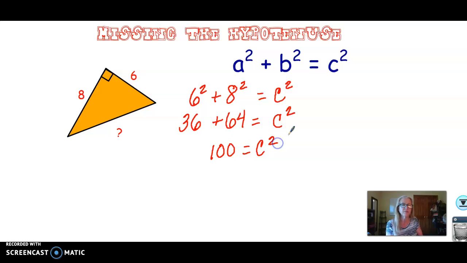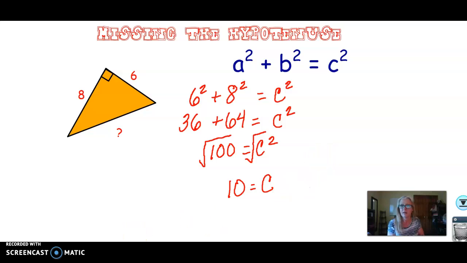And the thing you had to remember to do at the end was to take the square root. A lot of the mistakes I saw were kids forgetting that the very last step is to take the square root of both sides. Okay? So the square root of 100 is 10. So C is 10.